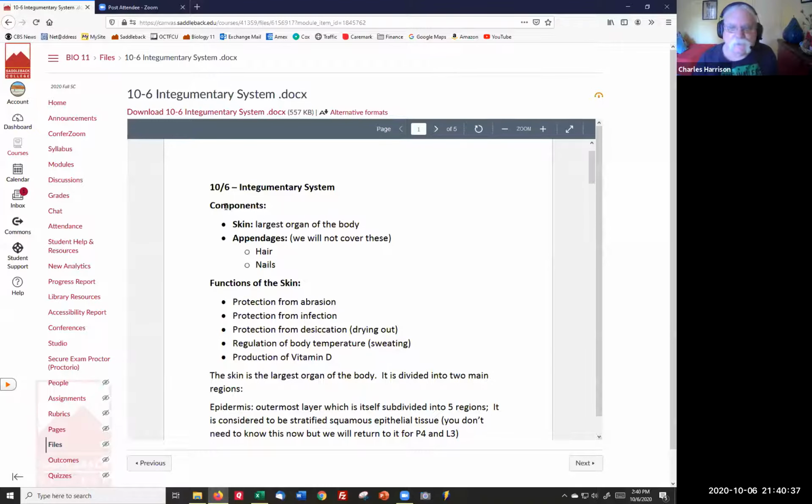So the integumentary system, that's the skin and the appendages. When we say appendages, we don't mean arms and legs, though. We mean hairs and nails. The skin itself is the largest organ of the body. I can say that many, many times since a couple of people never catch on to that. It's the largest organ of the body. It's not a tissue.